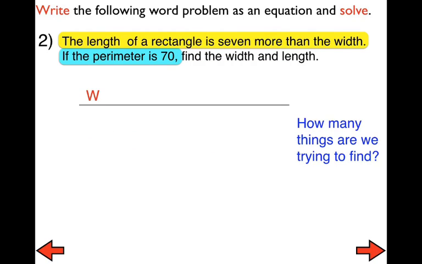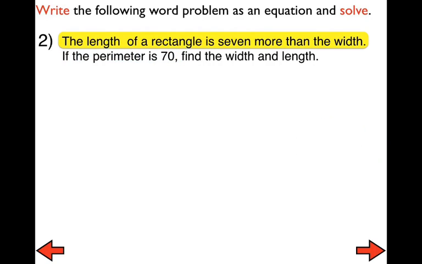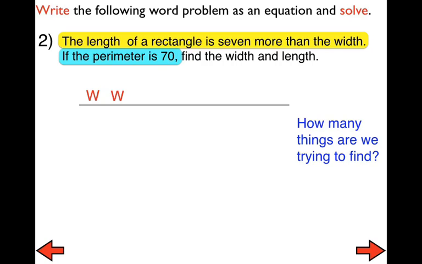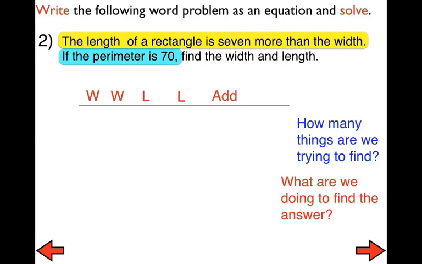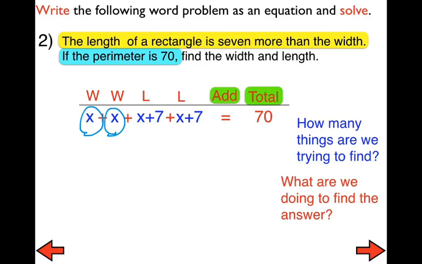Once again, our equation would be x plus x plus 7 plus x plus 7, and that is supposed to be equal to 70. And the reason is there's one side, there's another side, those are both the widths, there's another side, that's a length, and that's a length. We add up all of our sides to find the perimeter.